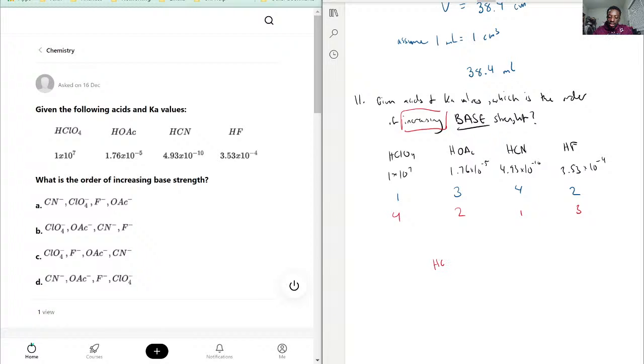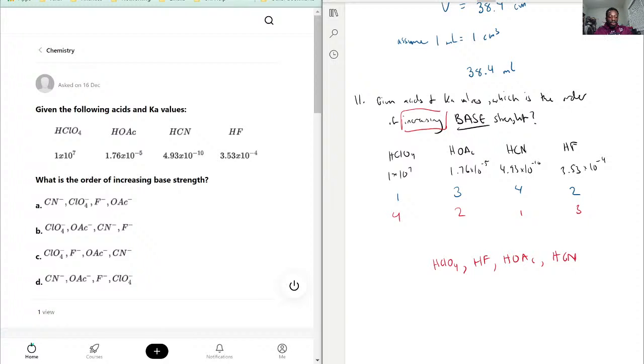So HClO4 would be the lowest, then it increases to HF, then it increases to HOAc, and finally the last one is HCN. This should be the order we're looking for, based on our order and based on what the Ka values mean. So that being said, let's see what we're dealing with, okay?